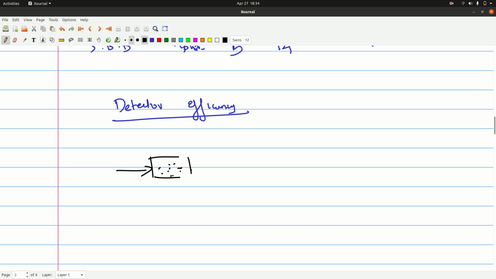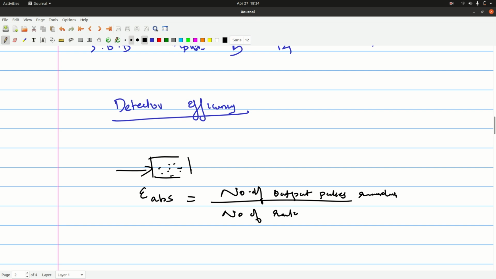Absolute efficiency is termed epsilon absolute. It is the number of output pulses recorded divided by the number of radiation quanta emitted by the source. So output by input, the radiation emitted by the source.